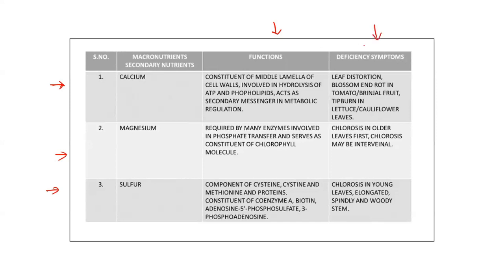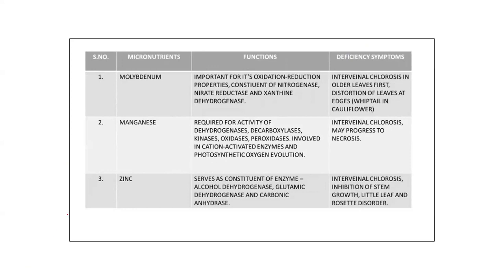And what are the deficiency syndromes, or the deficiency symptoms, that will appear on the different parts of the plant if the plant is supplied in less quantity with calcium, magnesium, and sulfur as per the requirement of the plant. Okay, so just go through this table, and that would be helpful for you to attempt the question in exam. Now let us move on to the micronutrients.